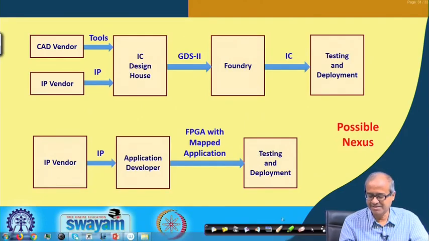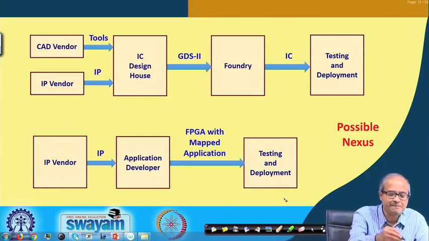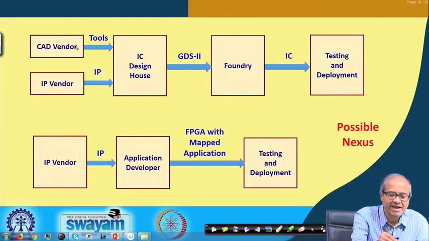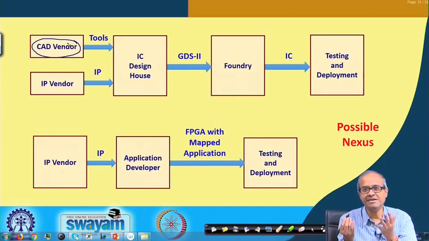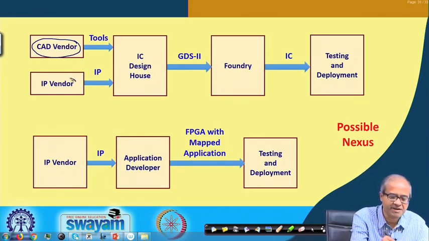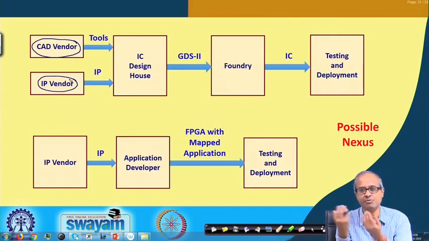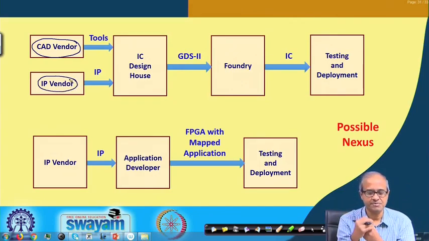This is again a situation of IC manufacturing, a very simplified diagram. Let us say these pink boxes are the different parties involved. CAD vendor: the persons who have written the software tools, computer aided design tools. IP vendor: the persons from where you are taking the intellectual property codes, IP codes.